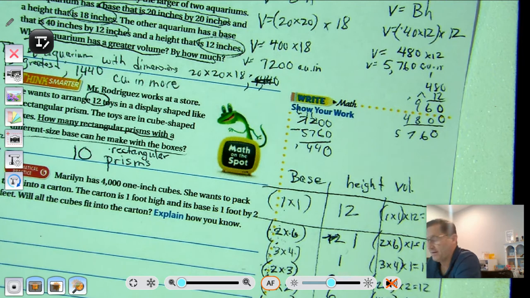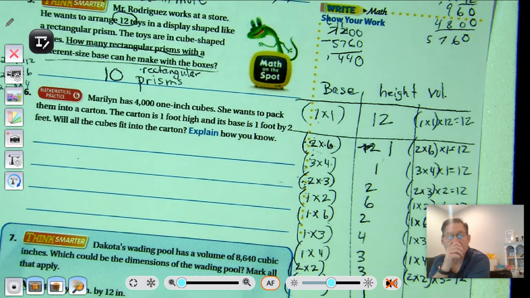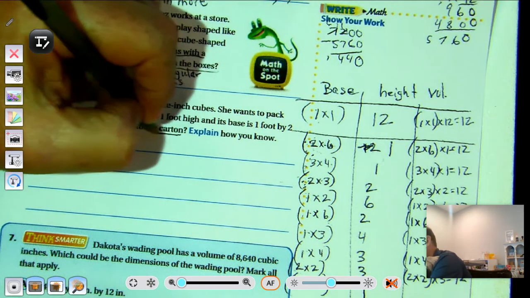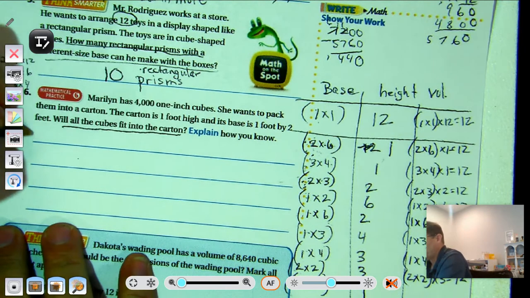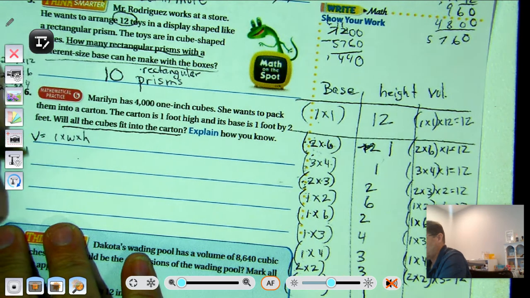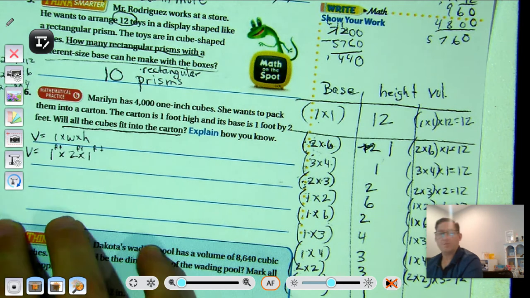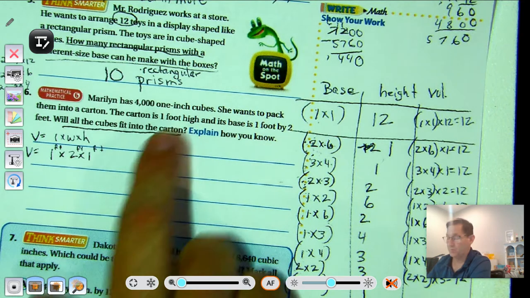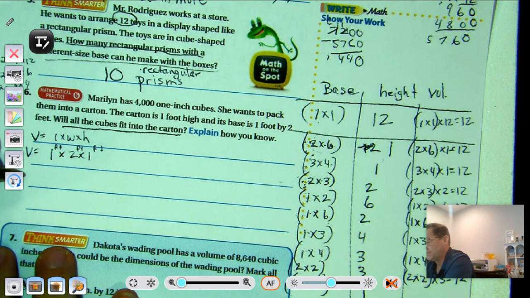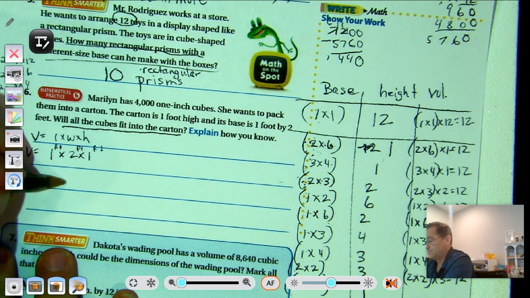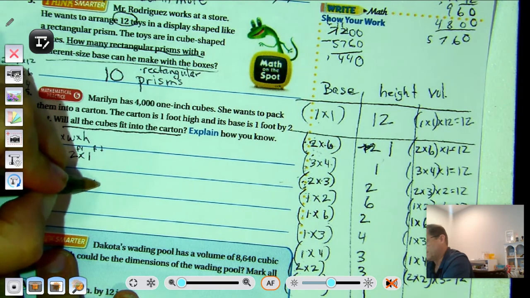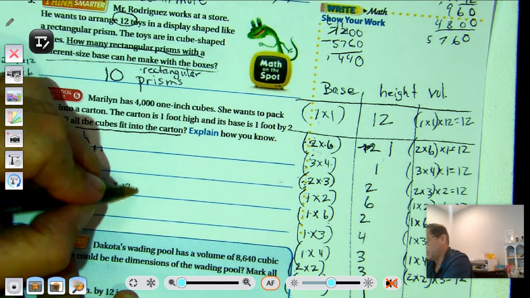Right, number 6. Marilyn has 4,000 1-inch cubes. She wants to pack them into a carton. The carton is 1 foot high and its base is 1 foot by 2 feet. Will all the cubes fit into the carton? Well, if we look at this, they have given us dimensions of 1 times 2 times 1, but those are in feet. All right, so she has inch cubes, so we need to change all of these feet into inches. So 1 foot, that would be 12 inches. 2 feet, 24 inches. And 1 foot again is 12 inches.